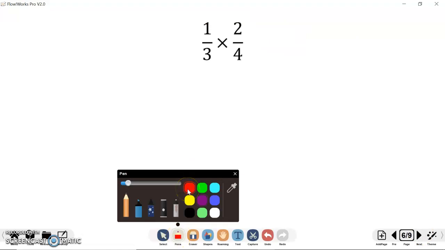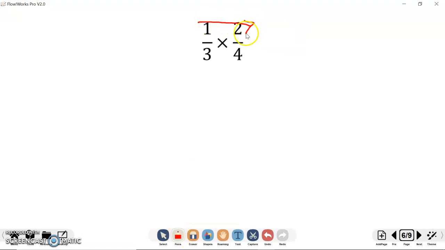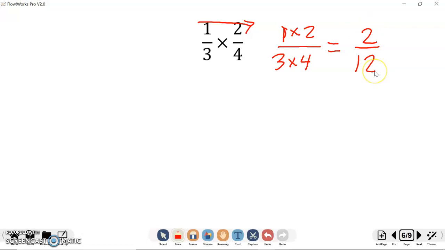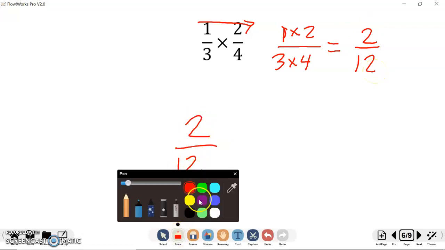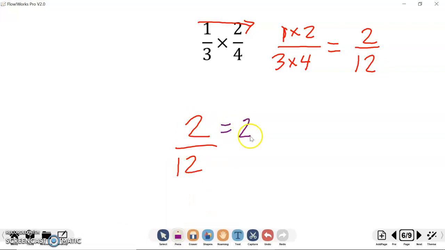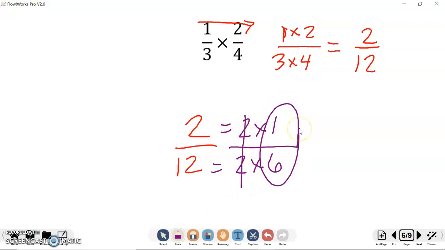1/3 times 2/4. So 1 times 2 on the top, and 3 times 4 on the bottom. And I'm going to have 2 over 12. Well, we just did this one, 2/12. We know that 2 equals 2 times 1, and 12 equals 2 times 6. So when we simplify, we're left with 1/6.